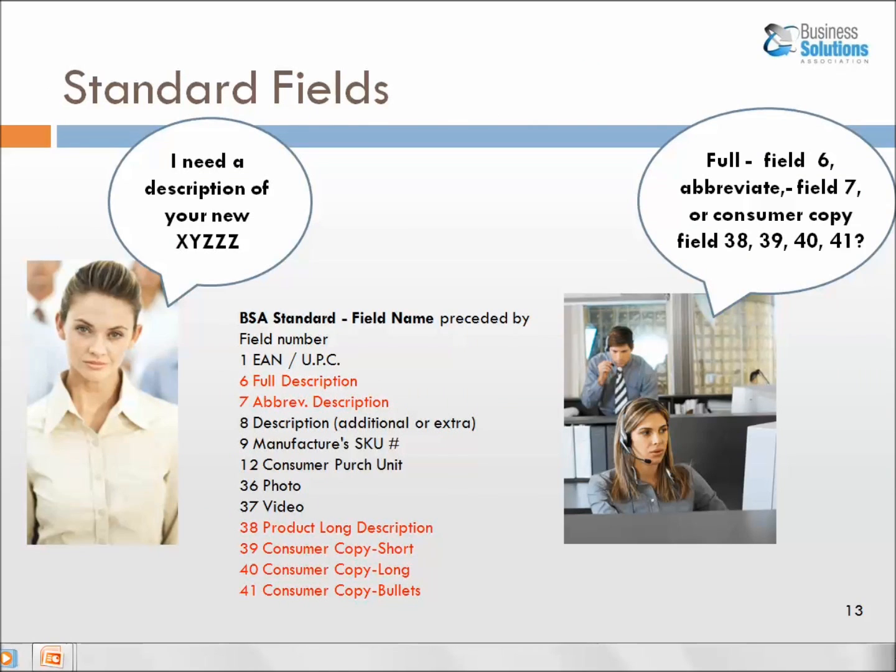Our friend on the left says, I need a description of your new XYZZZ, and our friend on the right says, you want the full, which is field number 6, the abbreviated, field number 7, or consumer copy found in fields 38, 39, 40, and 41.